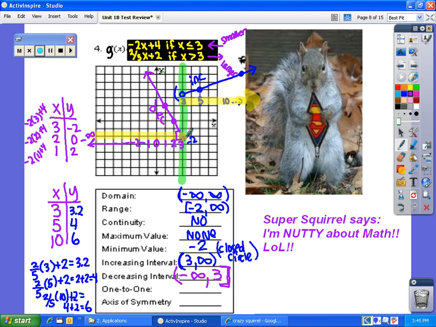Alright, it is definitely not 1-to-1 because it doesn't pass the horizontal line test. And there are no axes of symmetry because this is not absolute value, and it is not, ooh, wow, I'm getting tired. It is not absolute value or parabola.